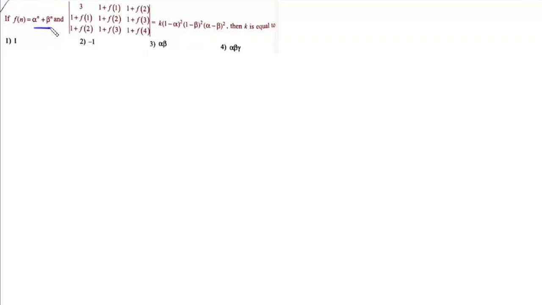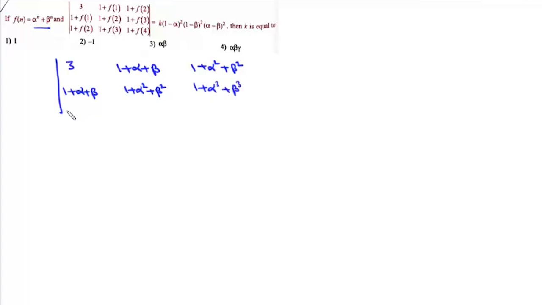Now the question is, if fn is alpha to the power n plus beta to the power n, then we need to simplify this determinant, which is 3. Now 1 plus f1 is 1 plus alpha plus beta, and 1 plus f2 is 1 plus alpha square plus beta square. Now this is 1 plus alpha plus beta, 1 plus alpha square plus beta square, 1 plus alpha cube plus beta cube, 1 plus alpha square plus beta square, and here will be 1 plus alpha cube plus beta cube, and finally we'll have 1 plus alpha to the power 4 plus beta to the power 4.